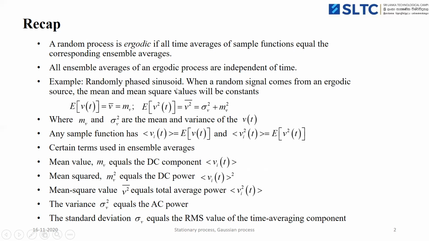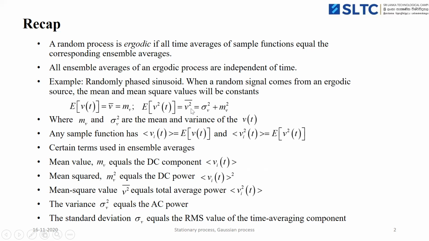We can check the condition for the ergodic process, that the mean and the mean square value of the random process are constant. So the expectation of the random process v of t equals v bar, and the expectation of v squared of t, which means the mean of the square of the random process, is the mean square value, which is equal to v squared bar. So this v bar is the mean of the random process. V squared bar is the mean square value of the random process.